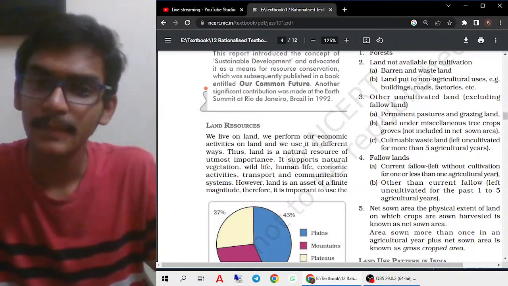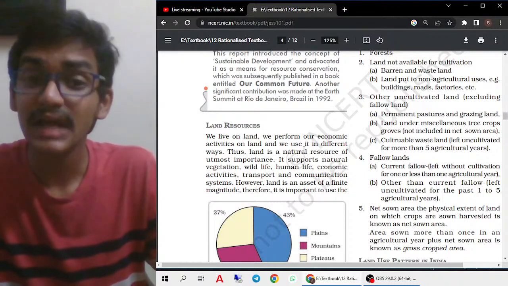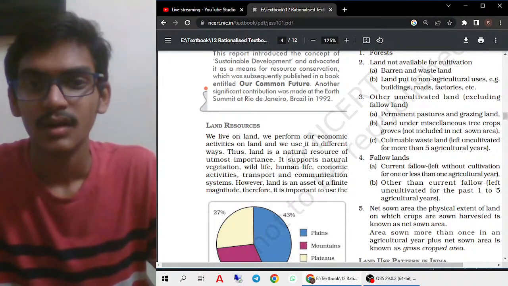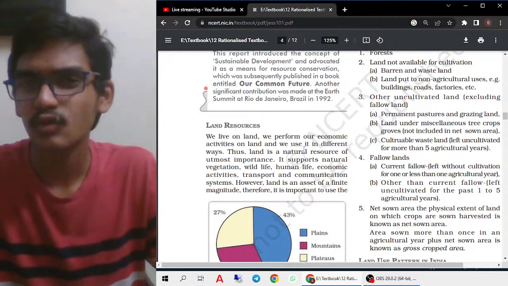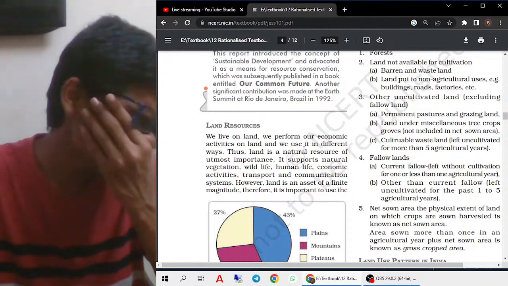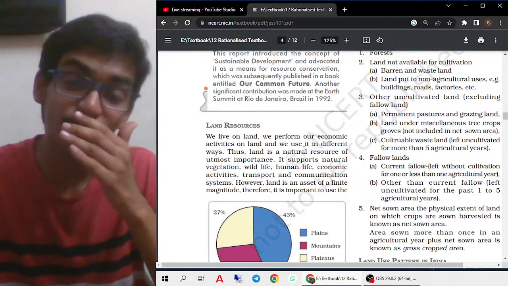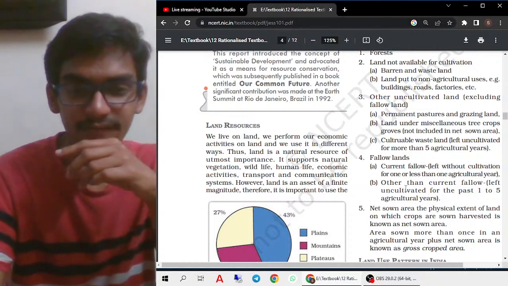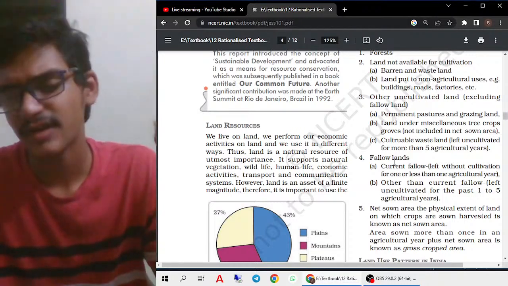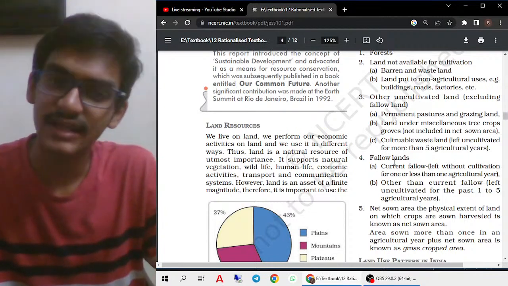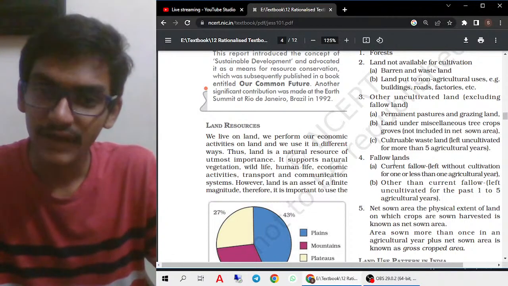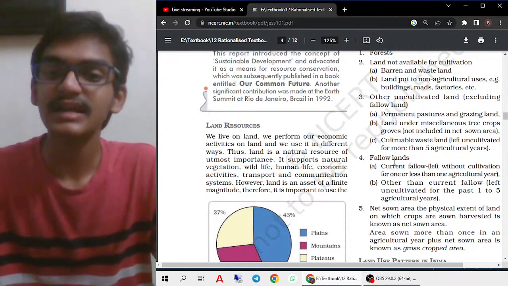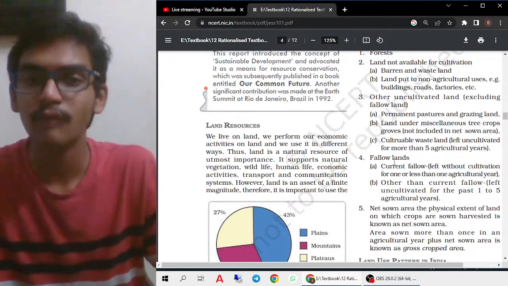Then other uncultivated land, permanent pastures and grazing lands, then land under miscellaneous purposes like tree crops, groves and everything. Then cultivable wasteland is land which is left uncultivated for more than 5 years; this is very important, and we can expect a question on it. Then current fallow is land which is left uncultivated for one year or less. Then fallow land other than current fallow means land which is left uncultivated for between 1 and 5 years.